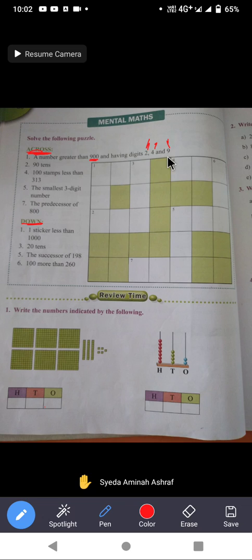So how can you make the greatest number by using these 3 digits? For making the greatest number, you can arrange these digits in descending order. So this is the first one. We have to write the answer like this in across. First we will write 9, then 4 and then 2. So 942 will be greater than 900.